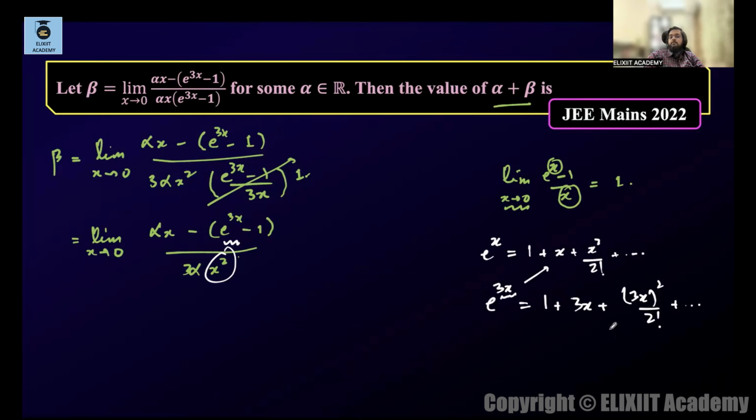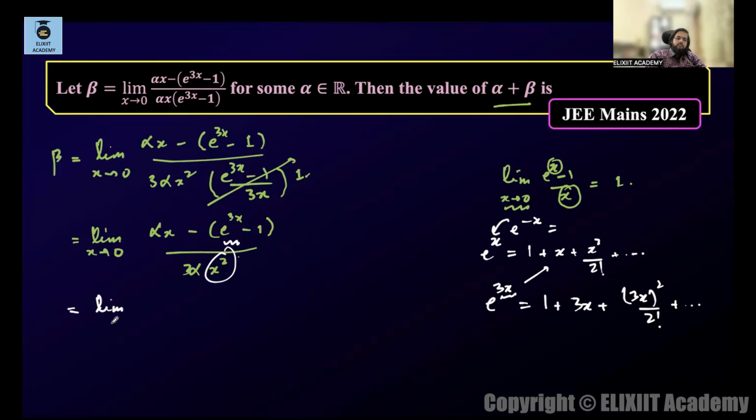For instance, if you would have needed the expansion of e raised to the power of minus 3x, what you would have done? You would have simply replaced the value of x by minus x. That's all. Okay. So now what is this? 1 plus 3x plus (3x) whole square divided by 2 factorial and so on.